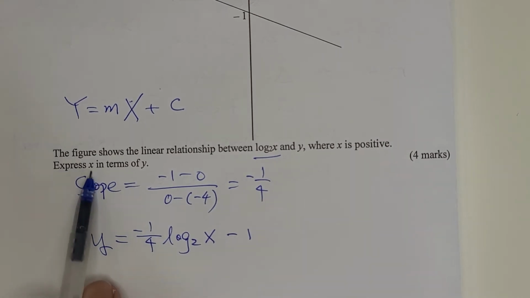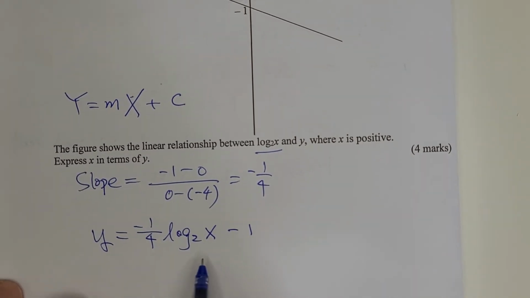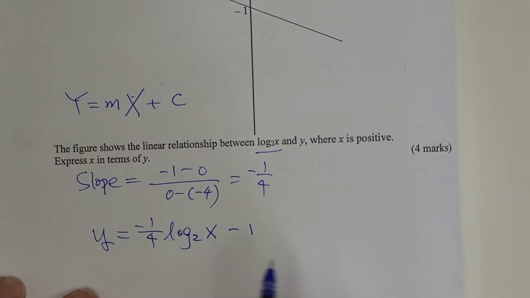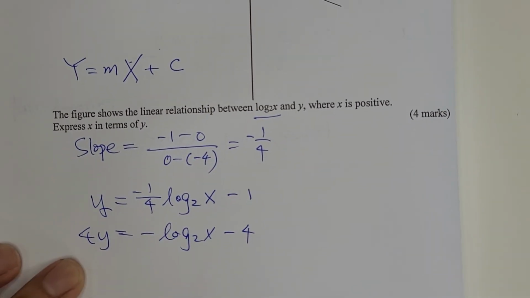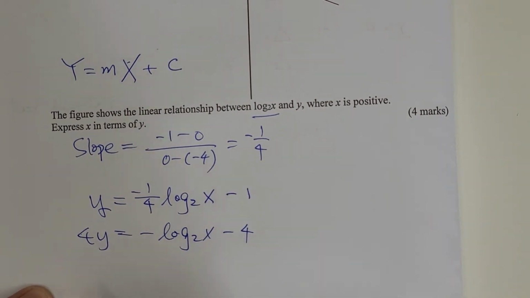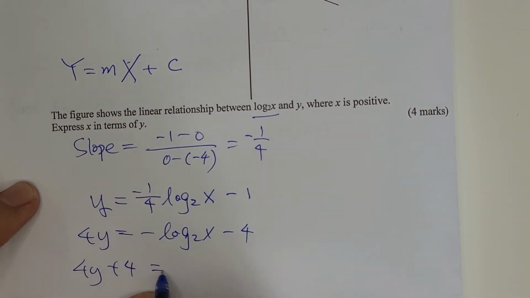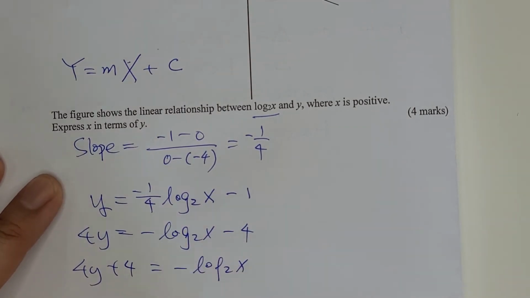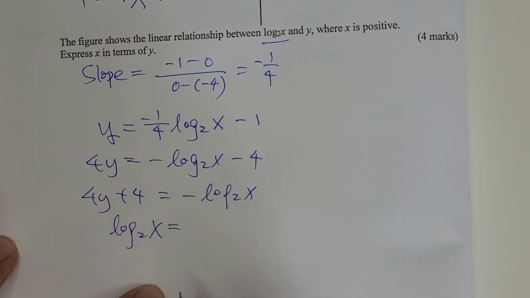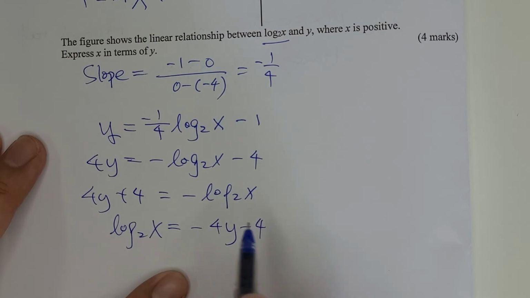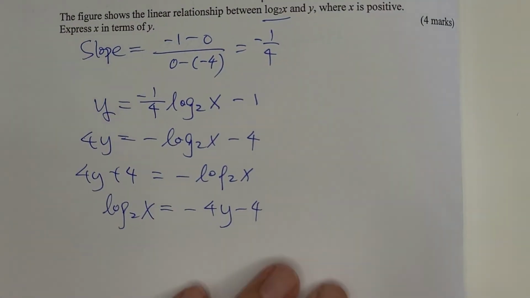Now you need to make x the subject. Okay, so we multiply 4 to both sides of the equation. Okay, and then we move negative 4 here to positive 4. 4y plus 4 equals log this one. Again, we can move log x base 2 here and then negative 4y minus 4 to the other side. And you can see that there's a very standard format, okay?